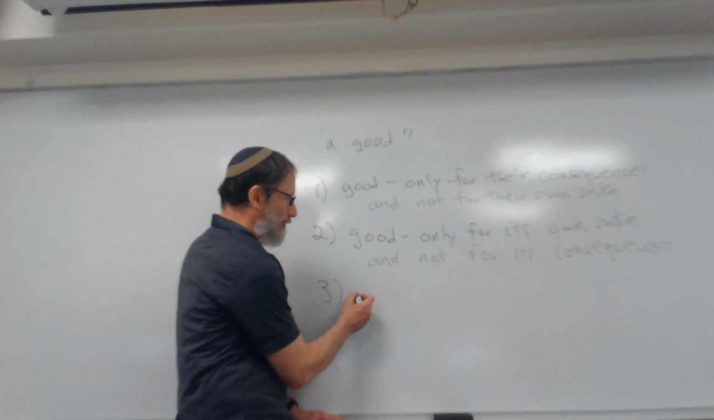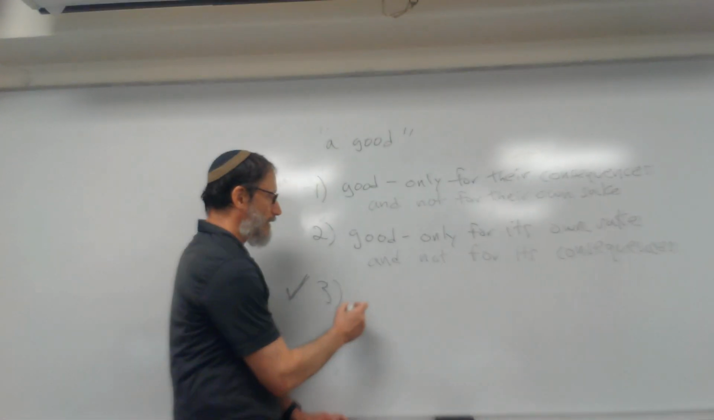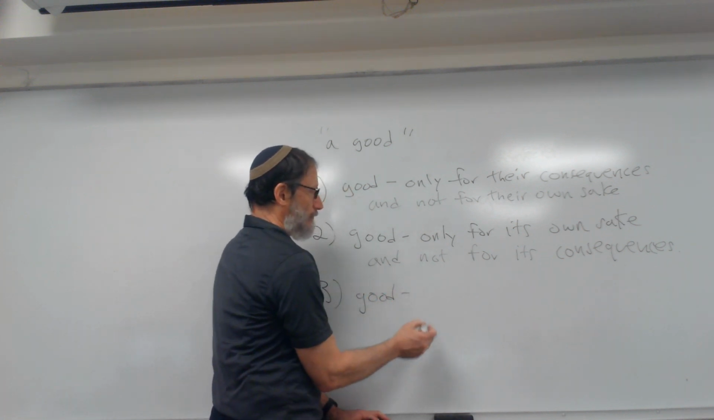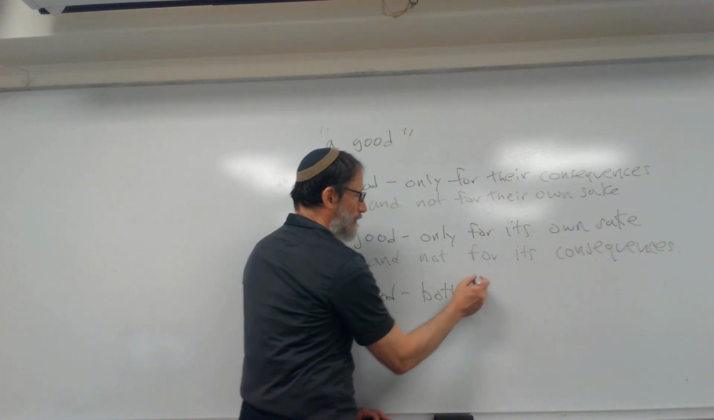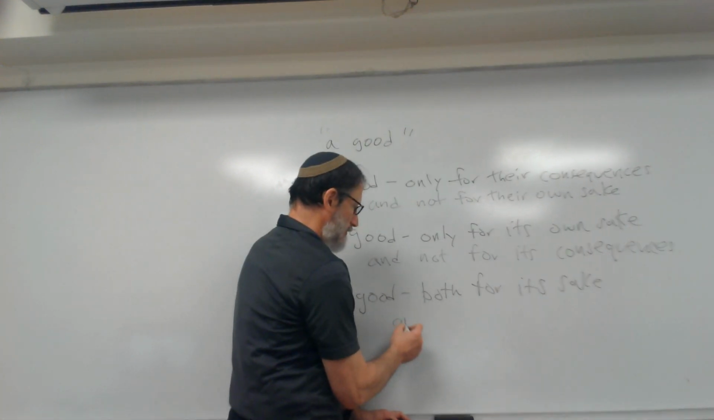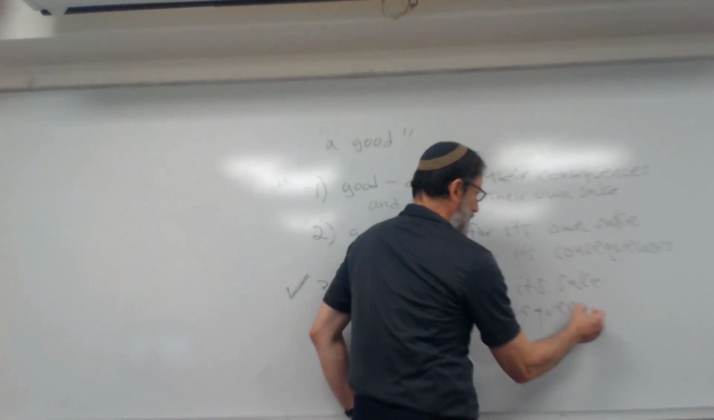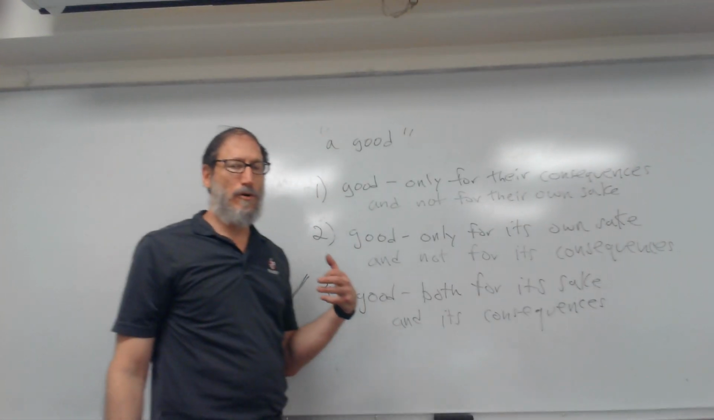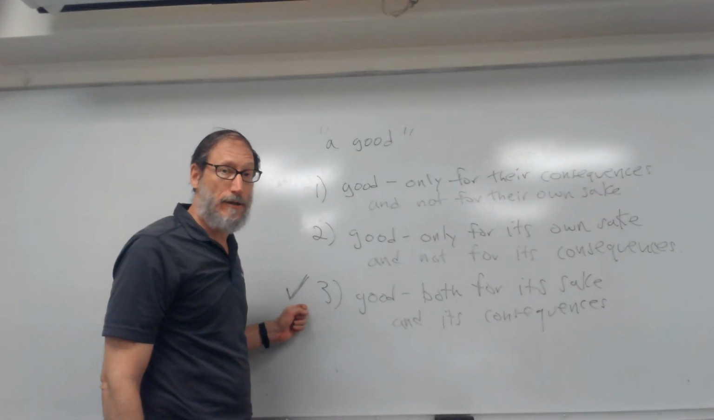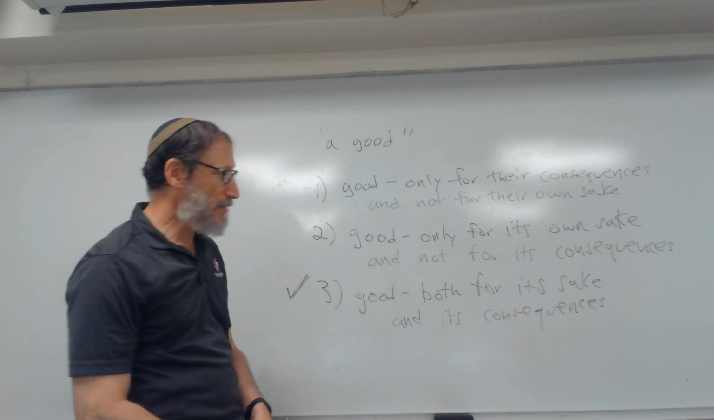The third category, the best kind of good, so I'm going to try to make a check mark over here. The third category of a good would be a good that is both for its own sake and its consequences. Okay, something that is both pursued for its own sake and for its consequences would be the best kind of good. Now, the example that Plato gives of category 3 is actually health.